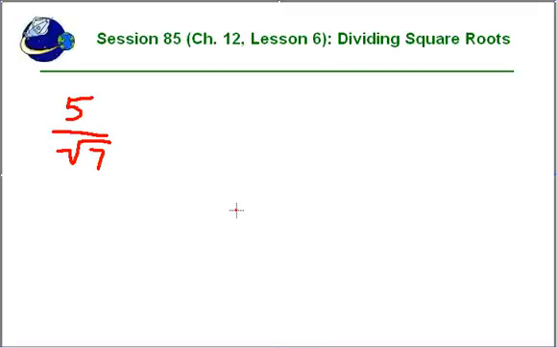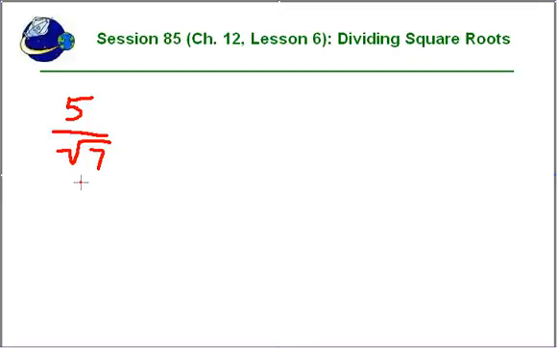Now we're going to be dealing with dividing square roots. Once again, most of the time, we do not want a square root in our denominator. What we have here in this problem, 5 over the square root of 7, is in fact a square root in our denominator.